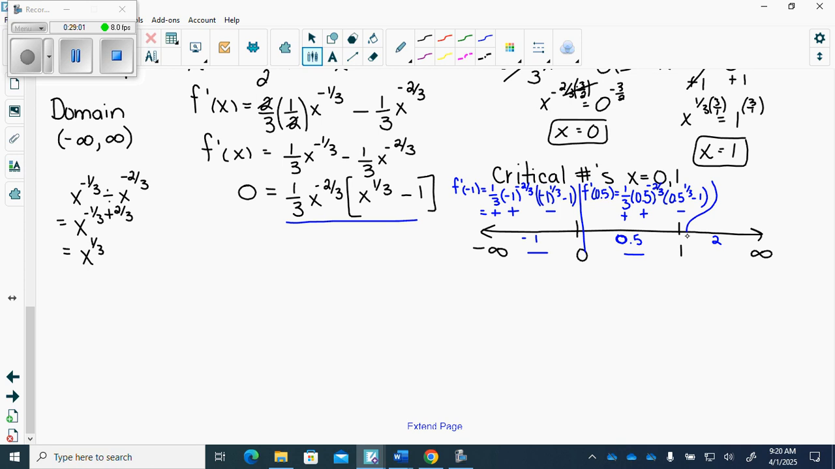And then we have 2. So f prime of 2 equals 1/3, 2 to the negative 2/3, and then 2 to the 3rd minus 1. So I'm going to get positive. 2 squared is positive. Cube root of that's positive, and then it'll be 1 over positive, so it's positive. And then 2 to the 3rd, which is 8, minus 1 is positive. So it's positive.